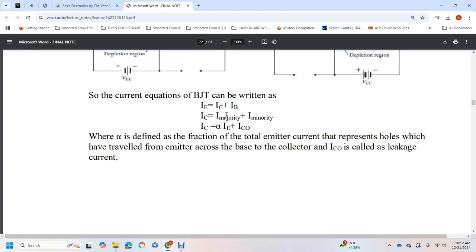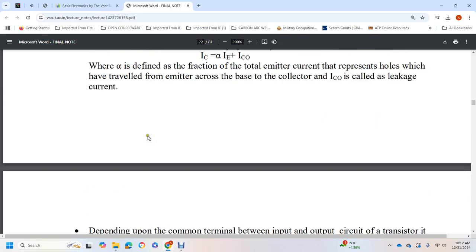IC equals alpha times IE plus ICO. Alpha is defined as the fraction of the total emitter current represented by holes that travel from the emitter across the base to the collector. ICO is the leakage current.